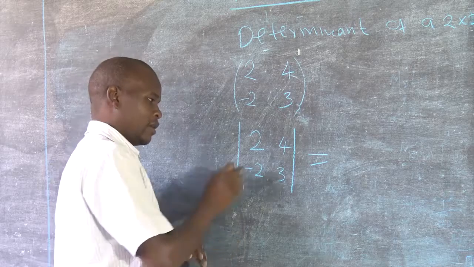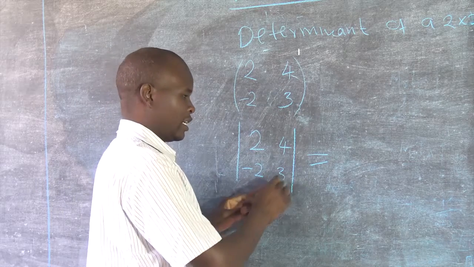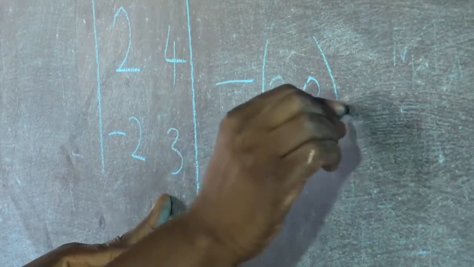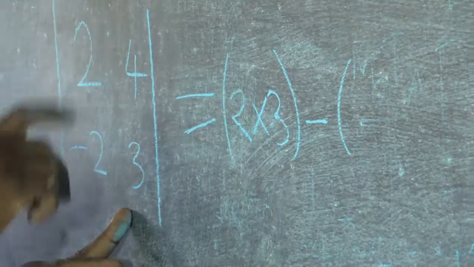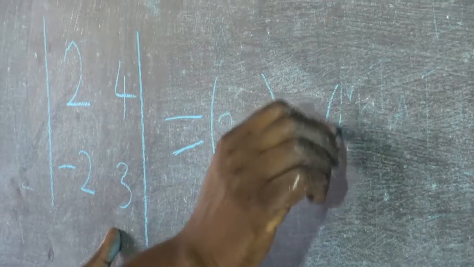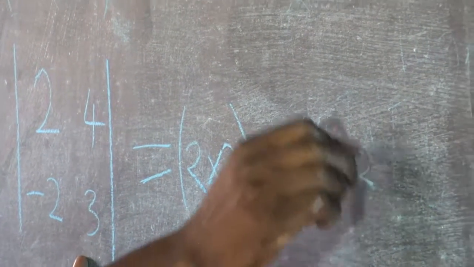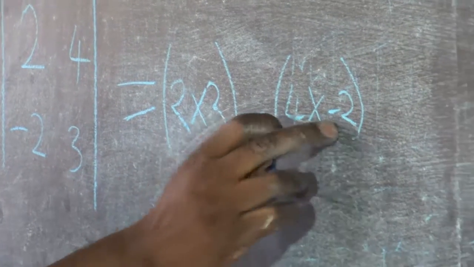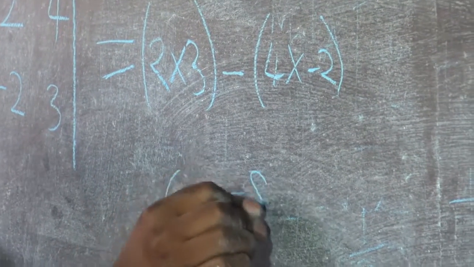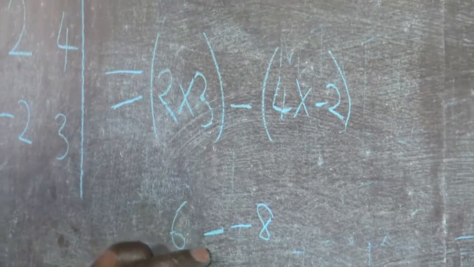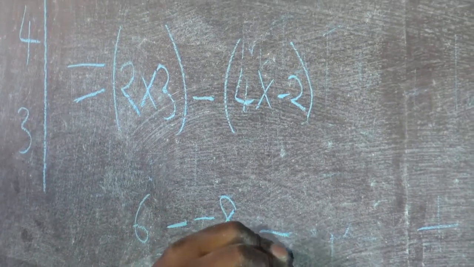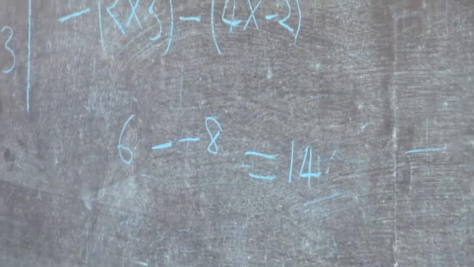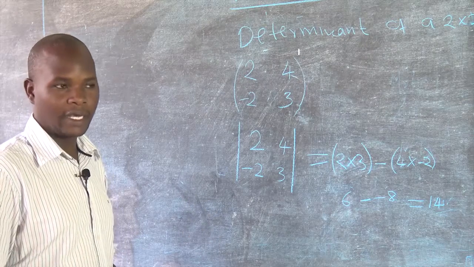Like ours here, we have 2 times 3 minus the opposite diagonal, 2 times 4, 4 times minus 2. So this is 6, minus this is minus 8. So 6 minus minus 8 is 14. Now 14 becomes our determinant.